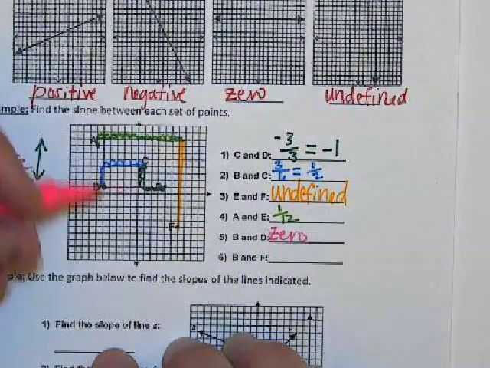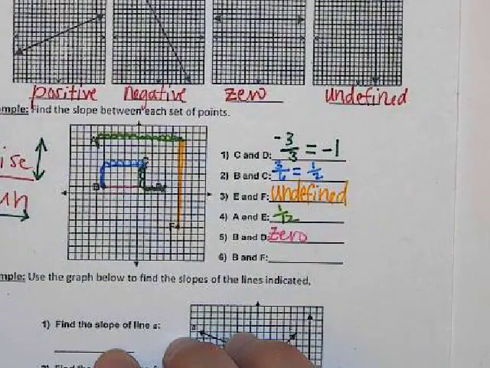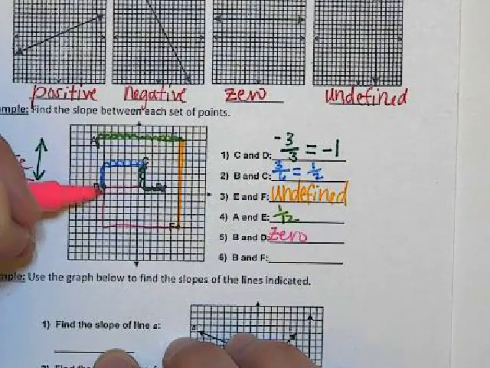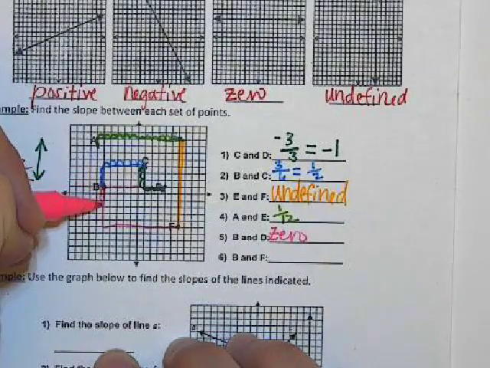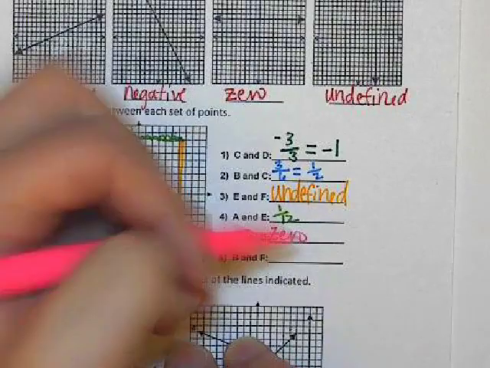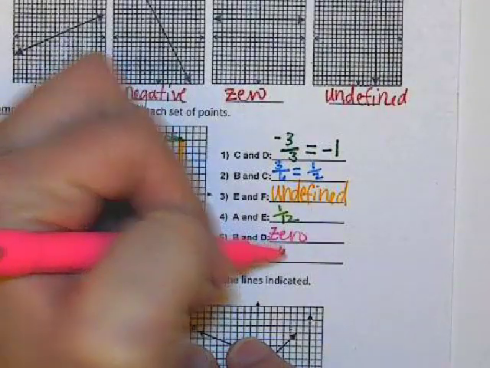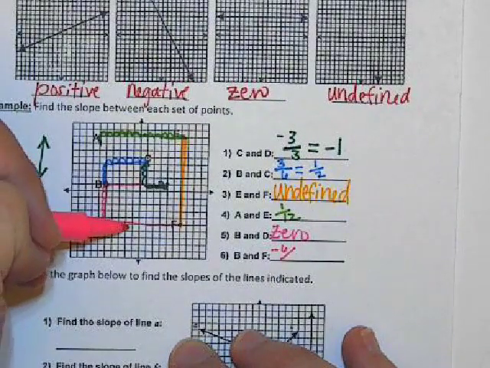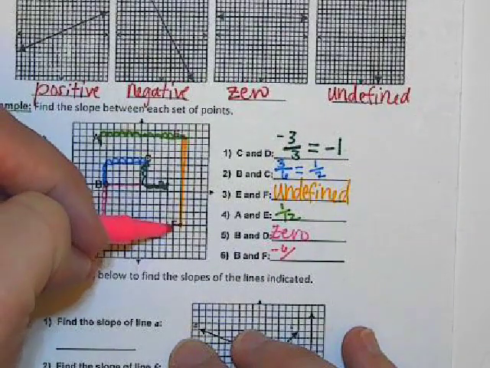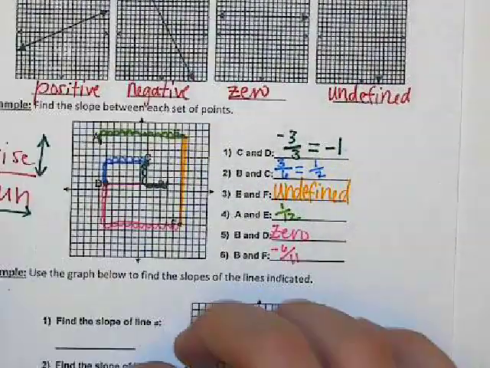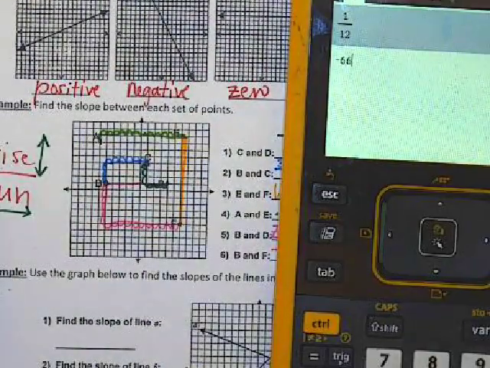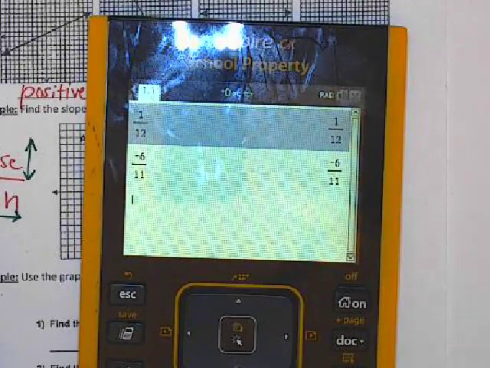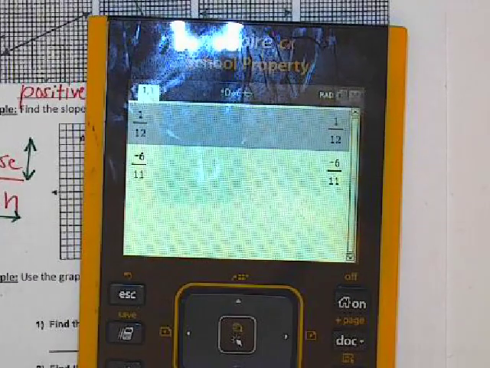B to F. Which one do I start at? B. And I'm going to go down how many? And what happens? Becomes -6 because I went down, right? Yep. And then to the right, 1, 2, 3, 4, 5, 6, 7, 8, 9, 10, 11. Can I reduce -6 over 11? No. Because if I do -6 over 11, I get -6 over 11.